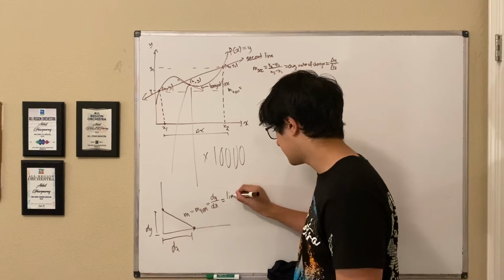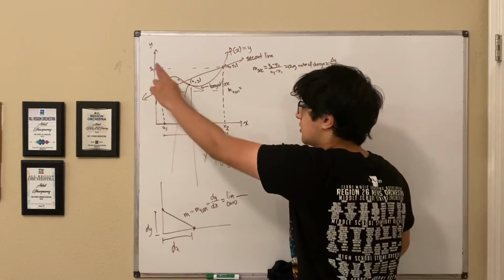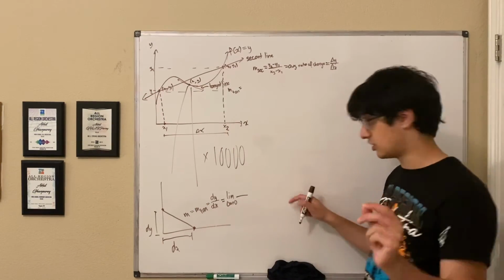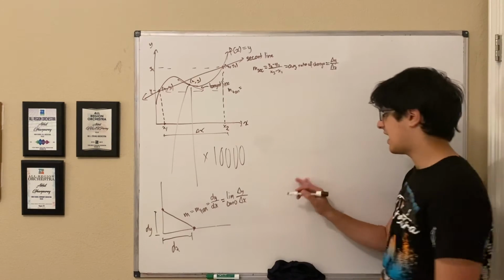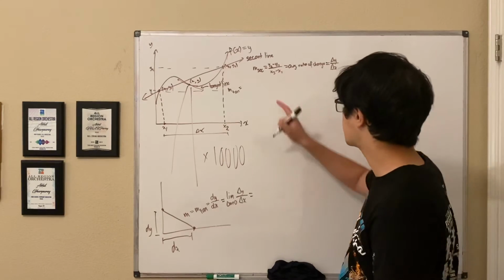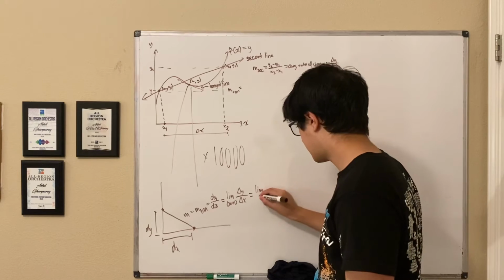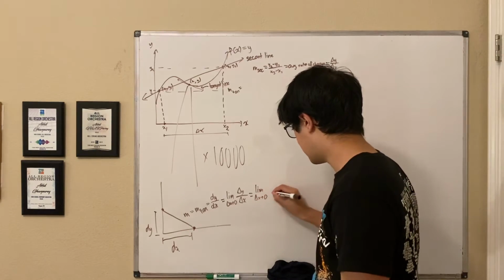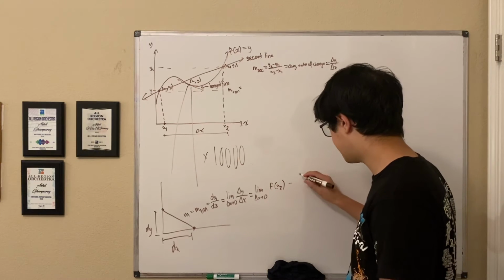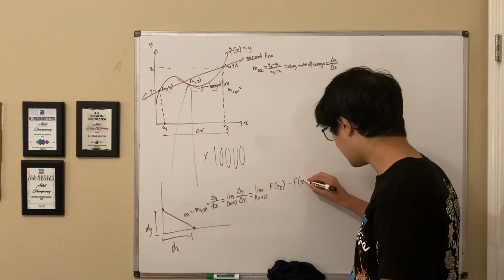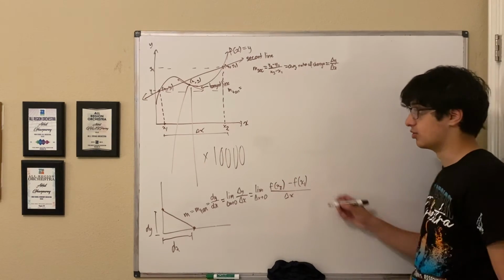This is the limit as delta x goes to 0 of delta y over delta x, because that is our slope formula, delta y over delta x. And how do we put this into function notation? Because we know y equals f of x. Well, this is actually the limit as delta x goes to 0 of f of x2 minus f of x1 over delta x. But what is x2?